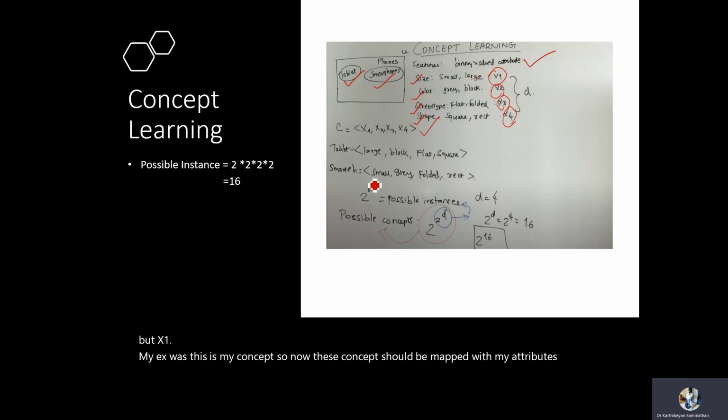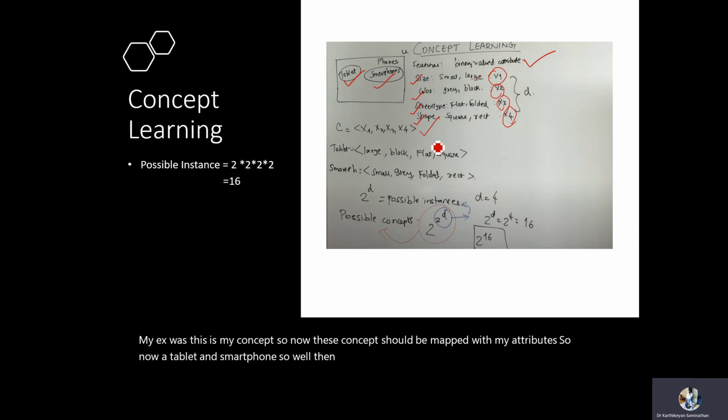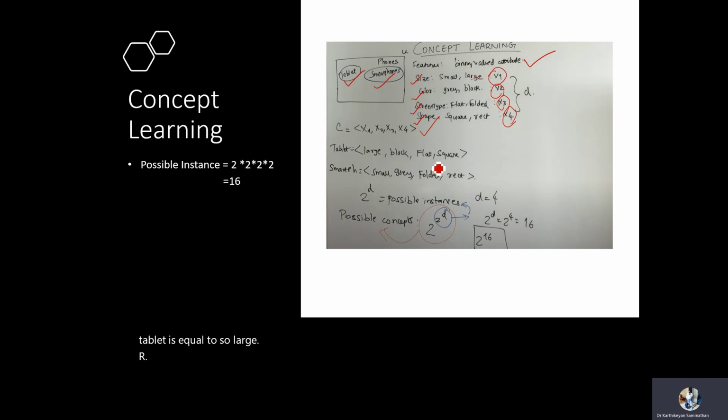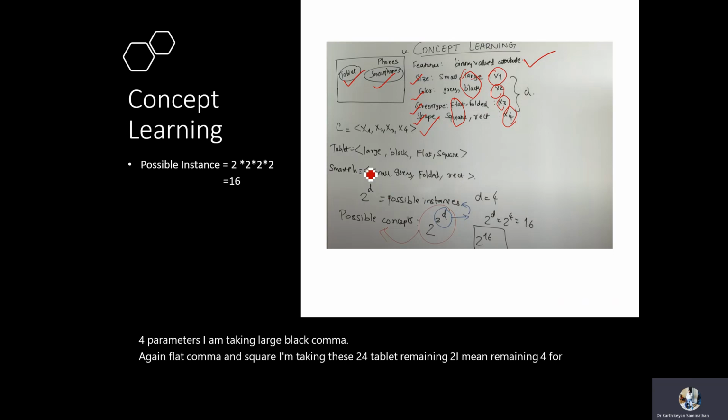Now tablet and smartphone. The features which belong to a tablet are large, black, flat, and square. So I am taking these 4 parameters: large, black, flat, and square. I am taking these for a tablet, and the remaining ones for the smartphones.